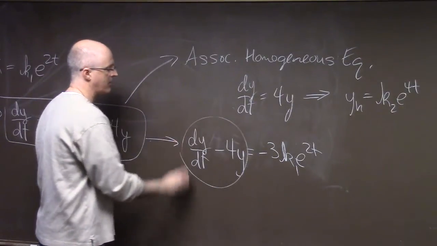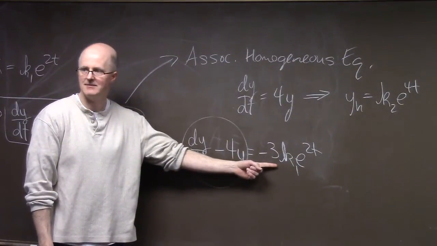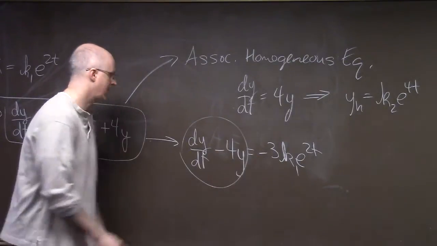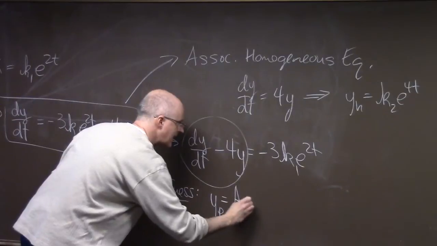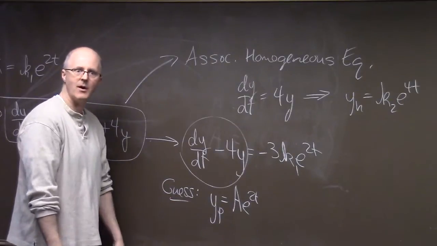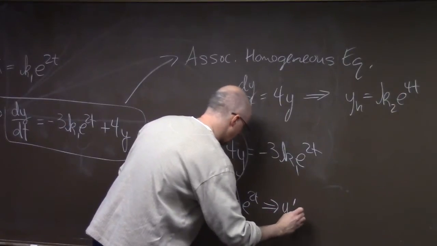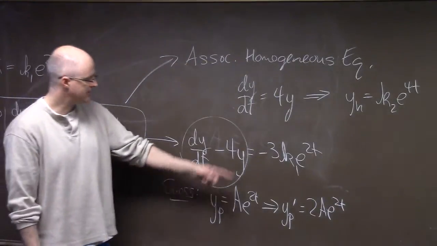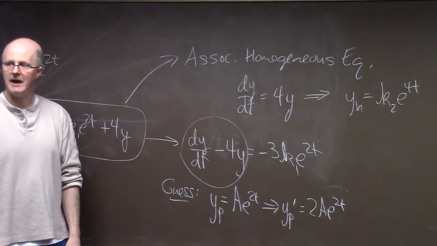Think of this now as a linear operator. You're looking for a function whose derivative minus 4 times the function always equals that. Think of k1 as fixed but unspecified. You want to guess something of the form yp equals a times e to the 2t. The a is probably going to depend on k1. Yeah, it will depend on k1. Find the derivative of that. Yp prime is 2a e to the 2t. When you substitute this into the left-hand side and simplify, you want to set it equal to the right-hand side and solve for the value of a. That'll make that work for all t.